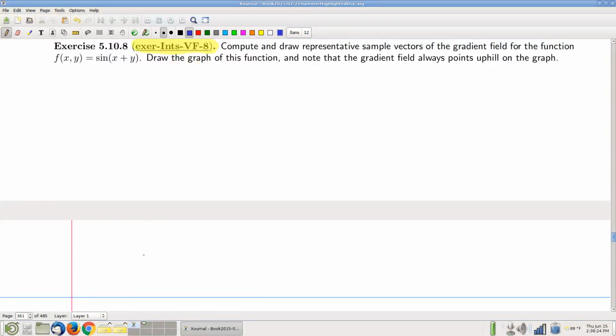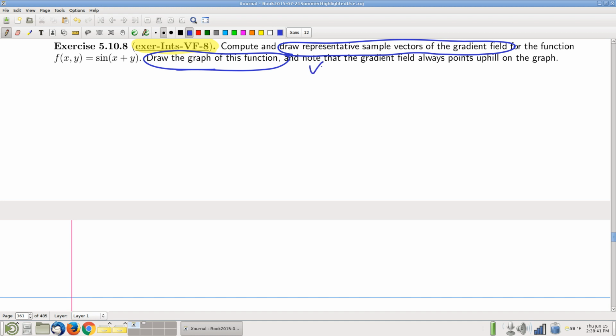Okay, so we're going to draw several things here. We're going to draw representative sample vectors of the gradient field. Then we're secondly going to draw the graph of that function. And then we're just supposed to note that the gradient field always points uphill in the graph.